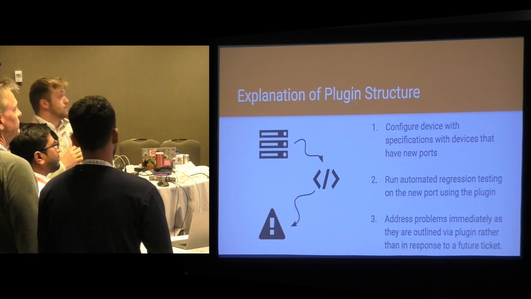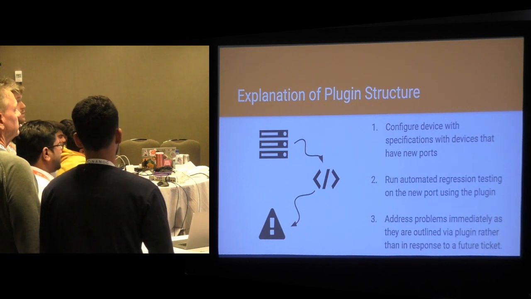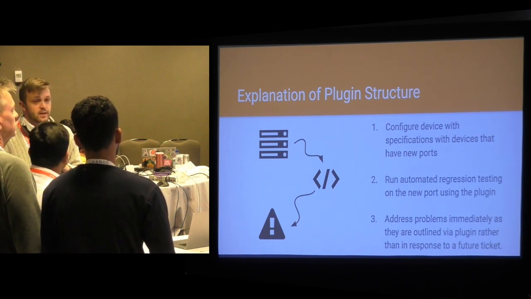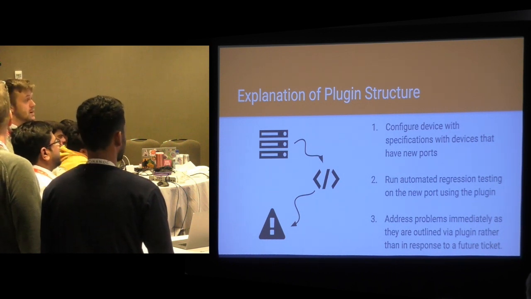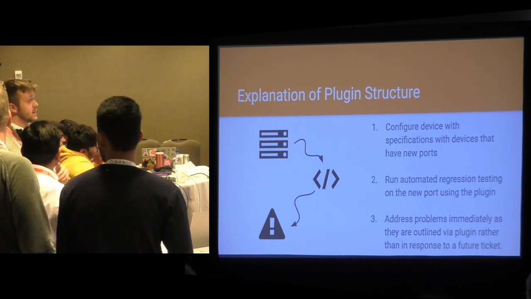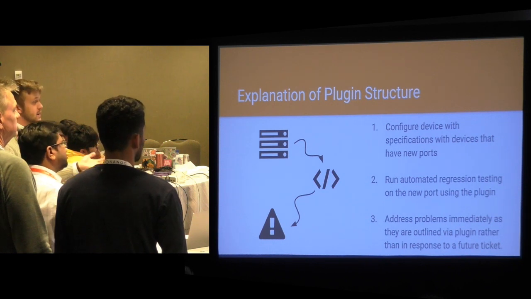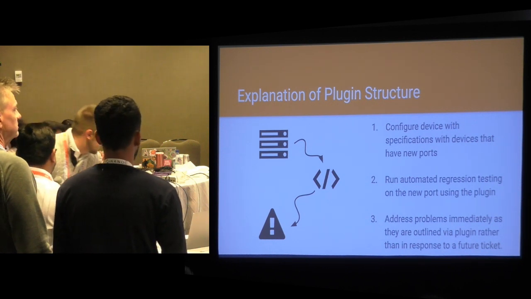And so finally, the structure of this is you configure a device with specifications, and the devices might have new ports. Then you run this automated regression testing on that new port using the plugin and address the problems immediately rather than in a future ticket.